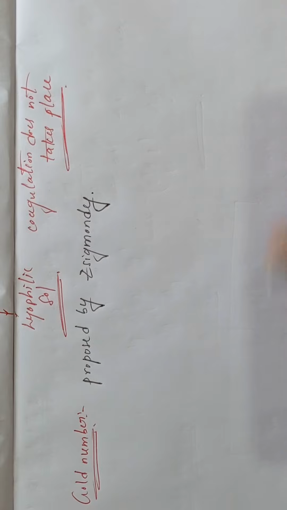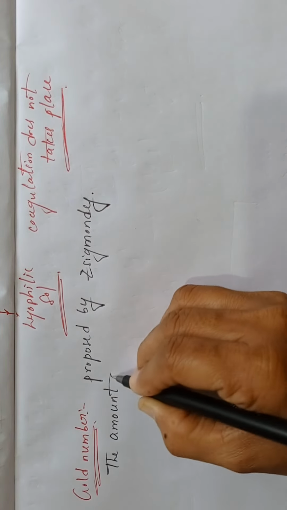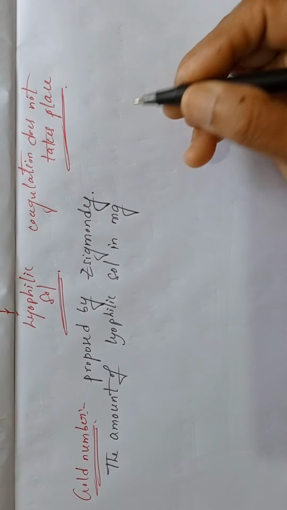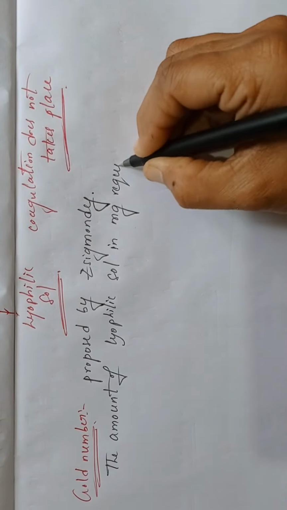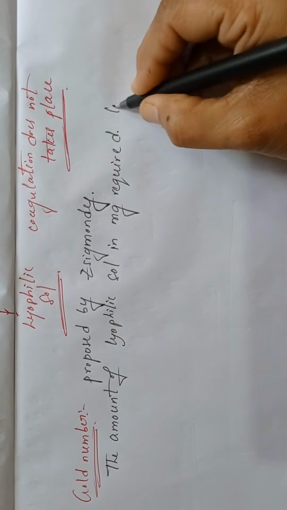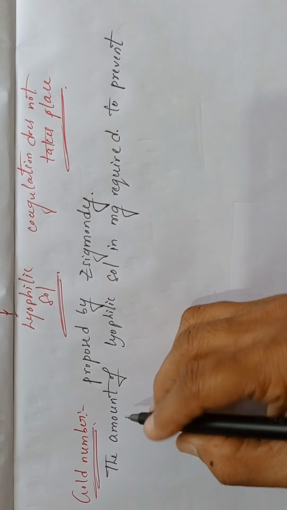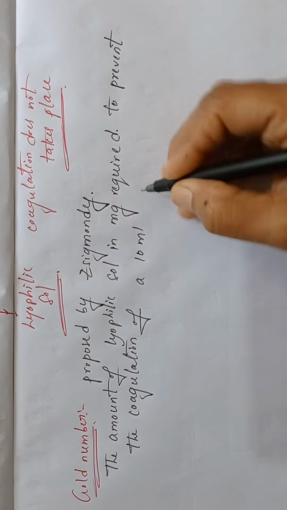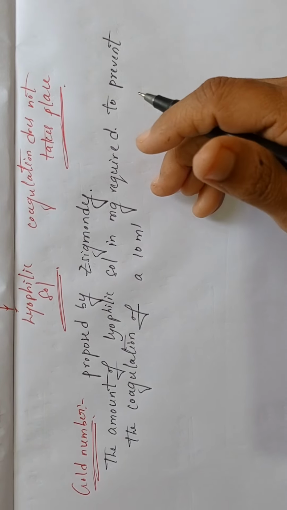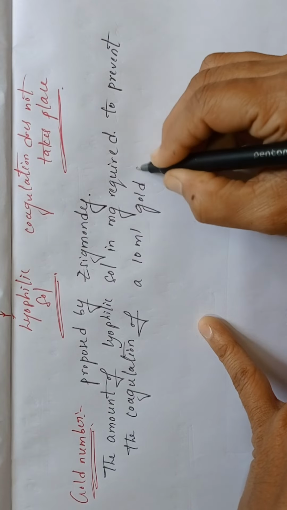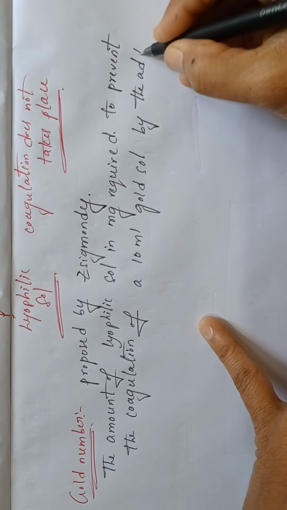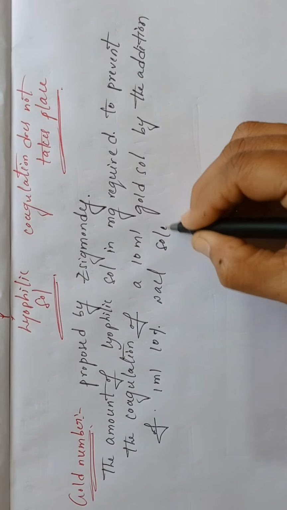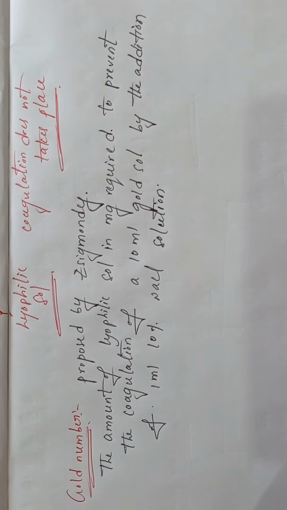The amount of lyophilic sol in milligrams required to prevent the coagulation of 10 ml gold sol by the addition of 1 ml 10% NaCl solution is called the gold number. Are you clear?